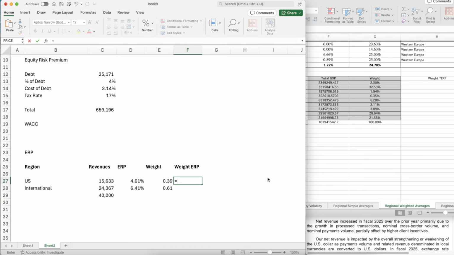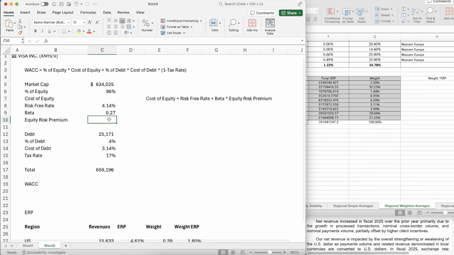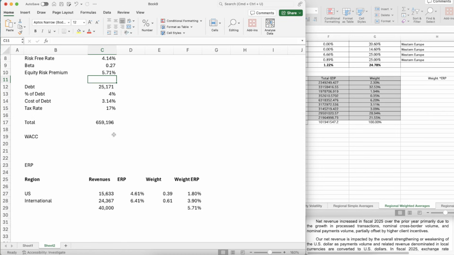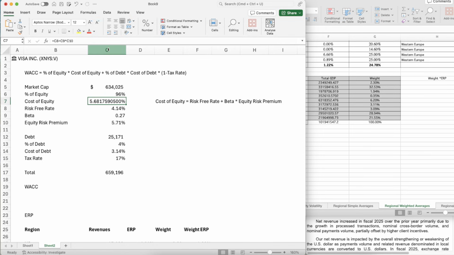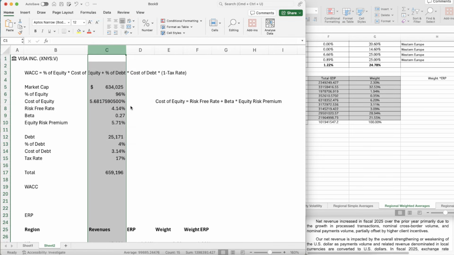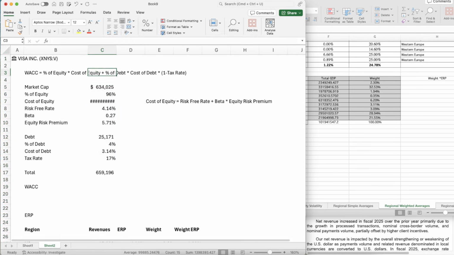All we do is we take the ERP, we multiply it by the weight. Sorry, that needs percentage down. Just sum these together. 5.71 equity risk premium. So your cost of equity equals your risk-free rate plus your beta multiplied by equity premium. Let's just put it back to 10.